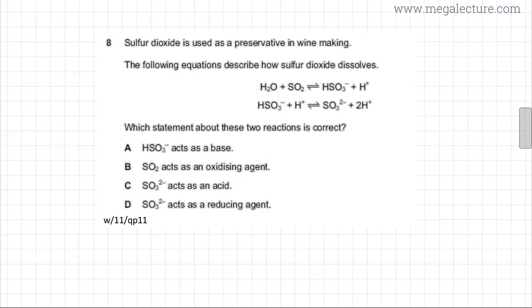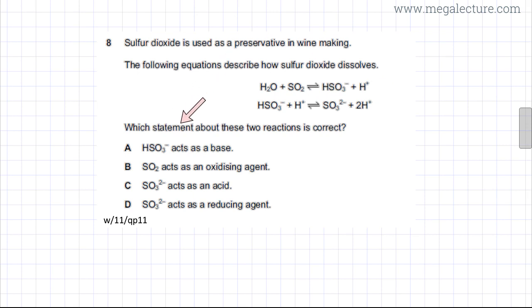The following question reads that sulfur dioxide is used as a preservative in winemaking. And the following equations describe how sulfur dioxide dissolves. So the two equations given: H2O first reacts with SO2 to produce HSO3 minus ion plus an H plus ion, and in the second step HSO3 minus combines with an H plus to give you SO3 2 minus plus 2H plus.